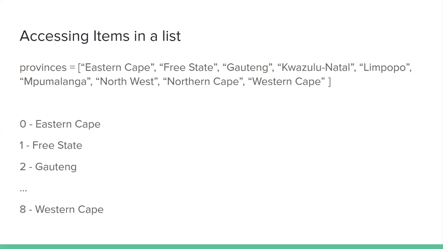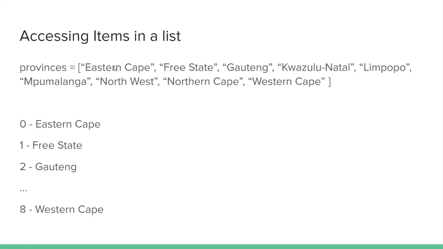Now, how to access items in a list. I have created a list that has all the 9 provinces of South Africa, Eastern Cape, 1, 2, 3, 4, 5, 6, 7, 8, 9. I'm just making sure in case I forgot. To access them, you need the index position of the item. With most programming languages, the index starts at 0, so the first item is 0, and the last item would be the number of items minus 1. So that'll be 8. Just remember that.